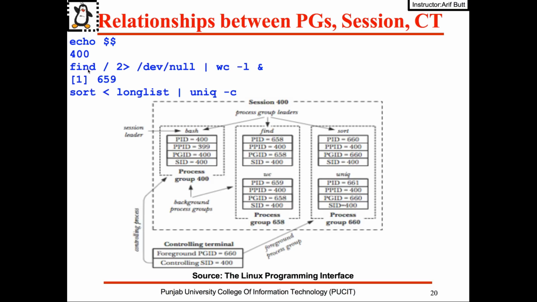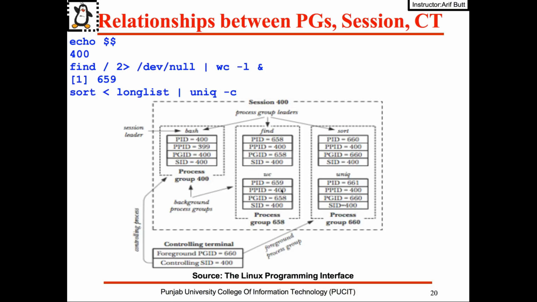If I run a command find to find something from /, let's suppose I run find and I pipe the output of find to another program that is wc, and I run both these programs in the background. So what this command is actually doing is creating another process group. Within this process group we have two processes, find and wc. And for both find and wc, PPID is equal to 400. That means the parent of both these programs is the bash process.